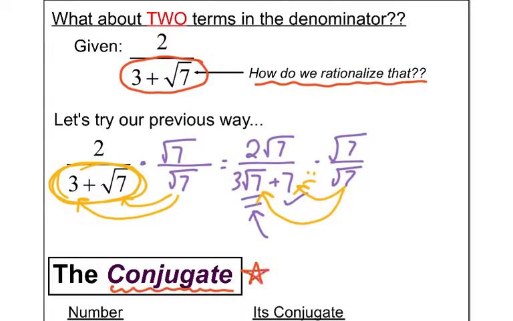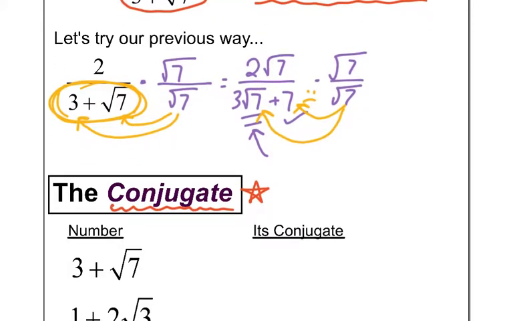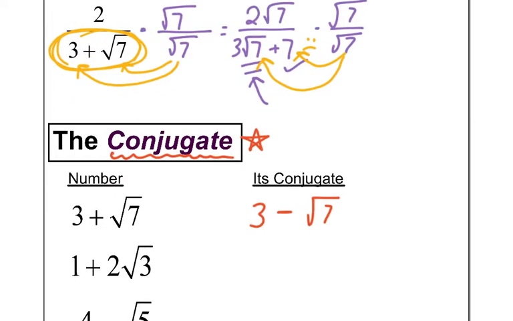Many of you might have heard this before. A conjugate is if you have 2 terms, the conjugate is basically the first term and the last term, but you change the sign in between. 3 plus root 7, the conjugate would be 3 minus root 7. What would the conjugate of 1 plus 2 root 3 be? Did you get 1 minus 2 root 3? Good job. Notice how we didn't change the sign of the front term. The front term is still a 3.